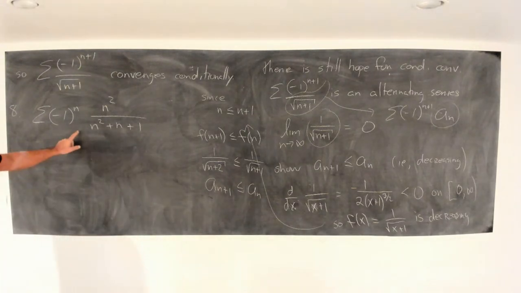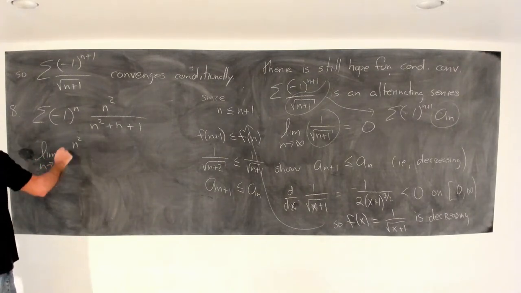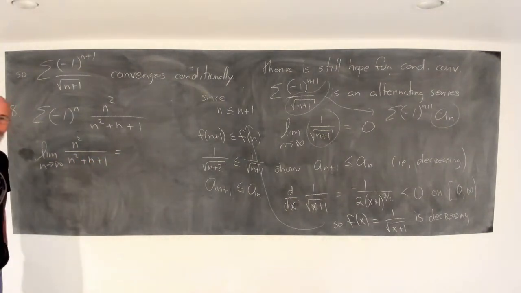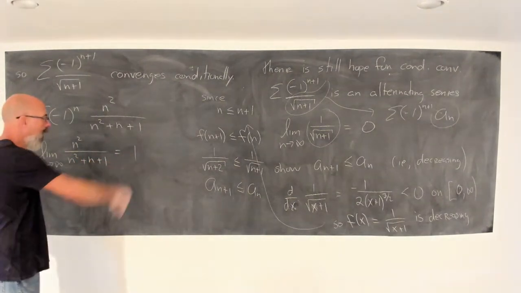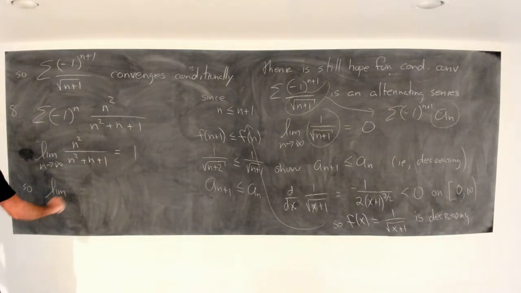All right, consider this. Diverges, thank you. Why? As n goes to infinity, this is easily seen to be 1, in absolute value. So what can you say about this limit?